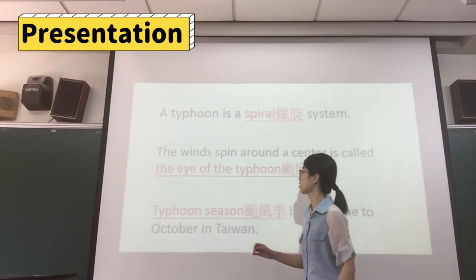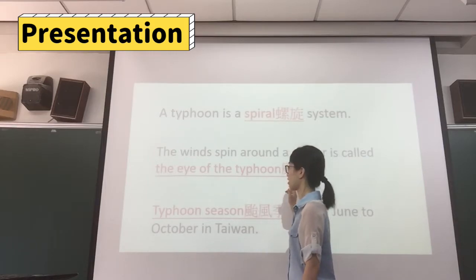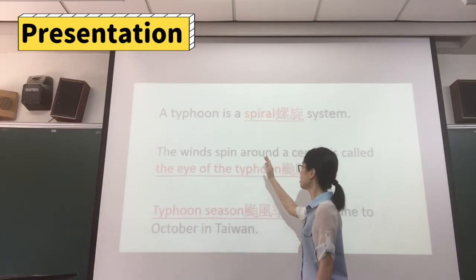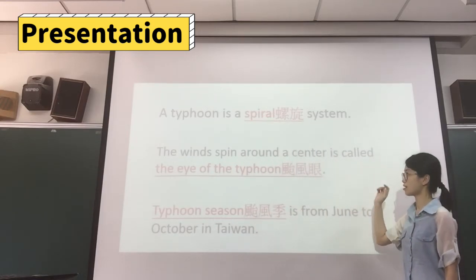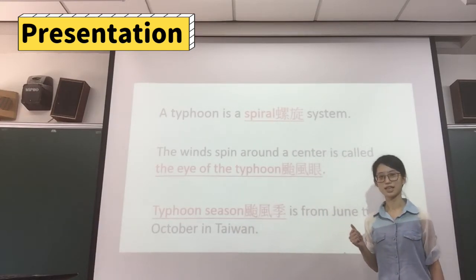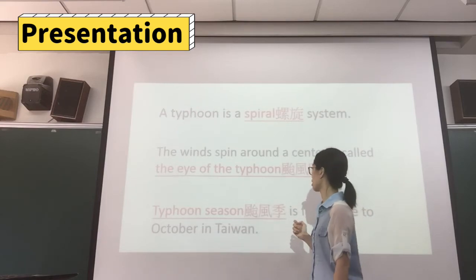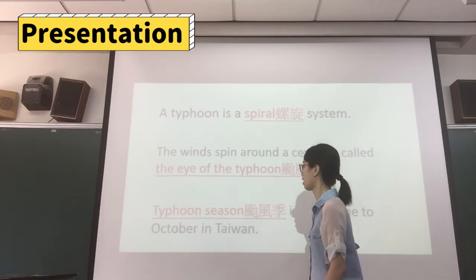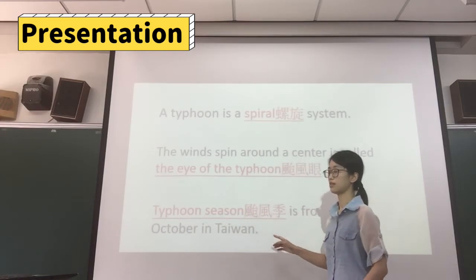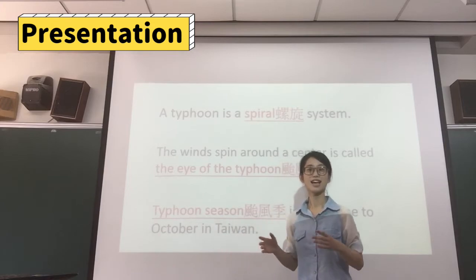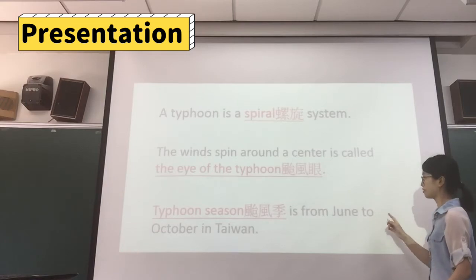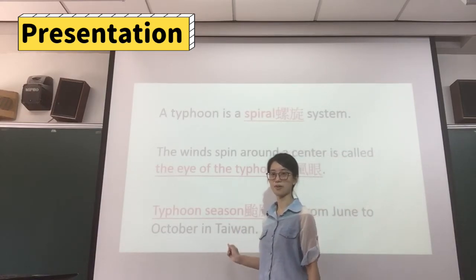Okay, the second one is the eye of the typhoon. And the second sentence, repeat after me. The wind speed around the center is called the eye of the typhoon. The eye of the typhoon, the Chinese translation is 台风眼. Okay, the third one is typhoon season. The sentence, repeat after me. Typhoon season is from June to October in Taiwan.